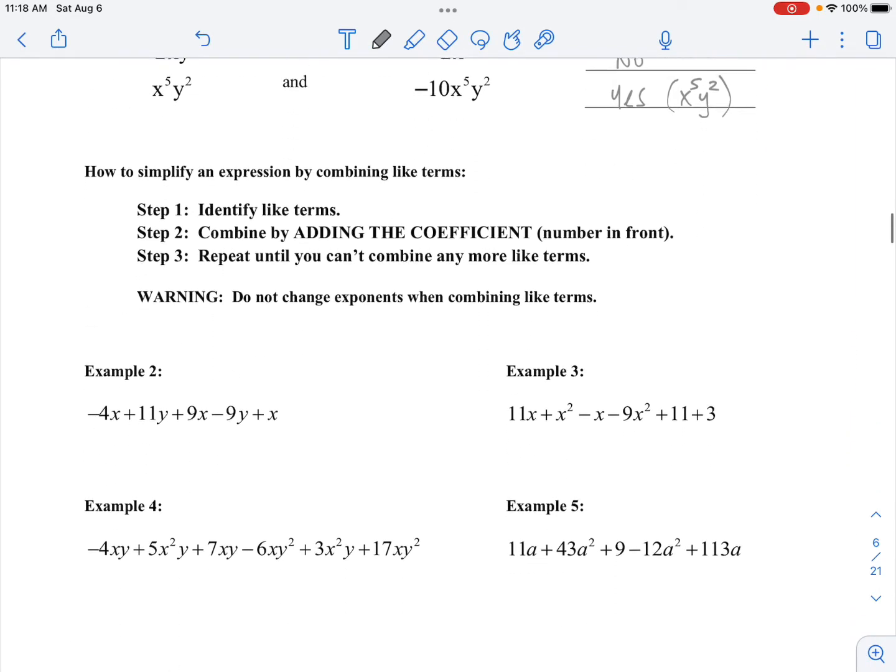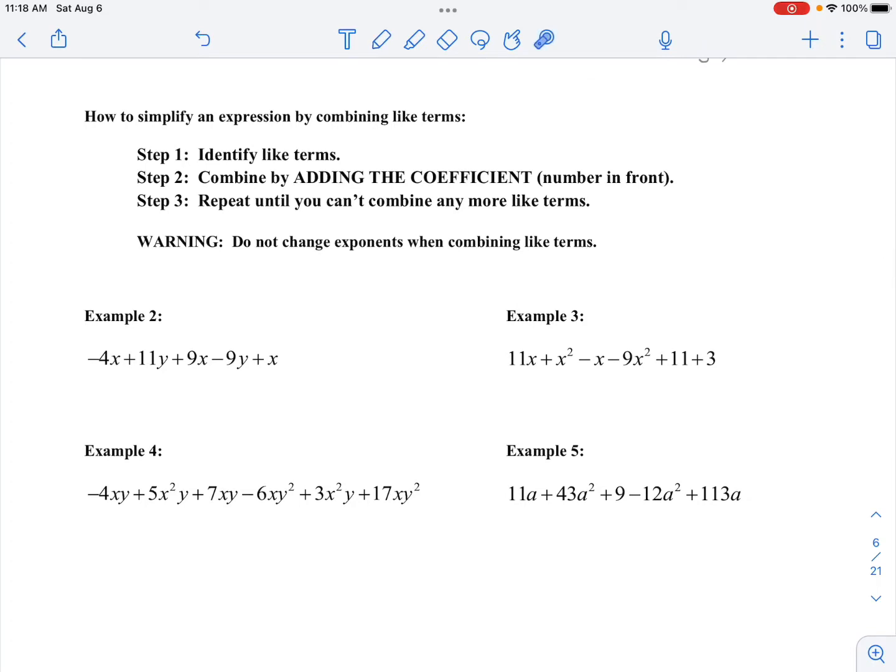So I'm going to go through a couple different examples here. Again, if I go too fast, pause the video, finish copying down, rewind if you need to. I'm going to go through some of these examples. The first step that we're going to do is identify if any terms are the same.